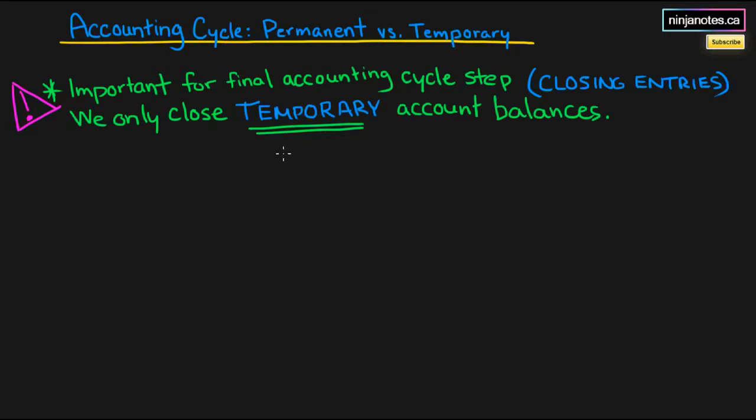And you might be thinking right now, aren't all of the accounts permanent? Why are some accounts getting removed? I'm not saying that the accounts are getting removed, I'm just saying just the balances of these temporary accounts are getting removed, not the actual accounts themselves. So let's see what I'm talking about.